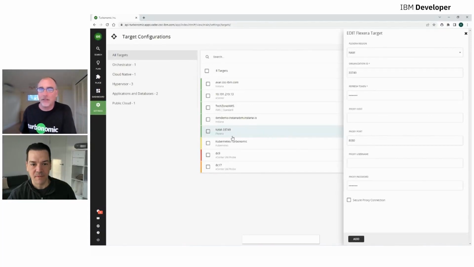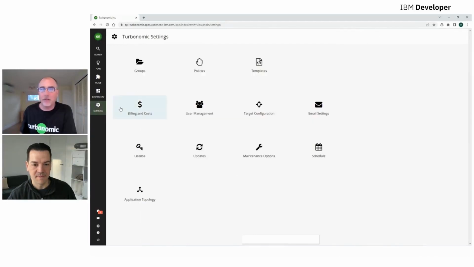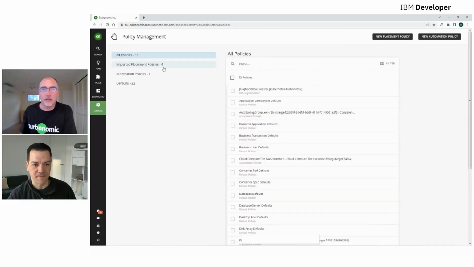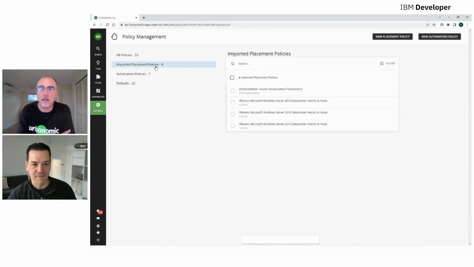And then look at this. Here it is. I've got my Flexera target in here. Why does it matter? Because it's told me a lot about my environment. Well, what did it tell me? See, I got some imported placement policies here. Interesting, right? It's told me which of my hosts are Windows data center hosts. I mean, imagine running Windows data center licenses on unlicensed hosts. And that's pretty important. Those things are not cheap. And I know you don't want to be out of compliance on those.